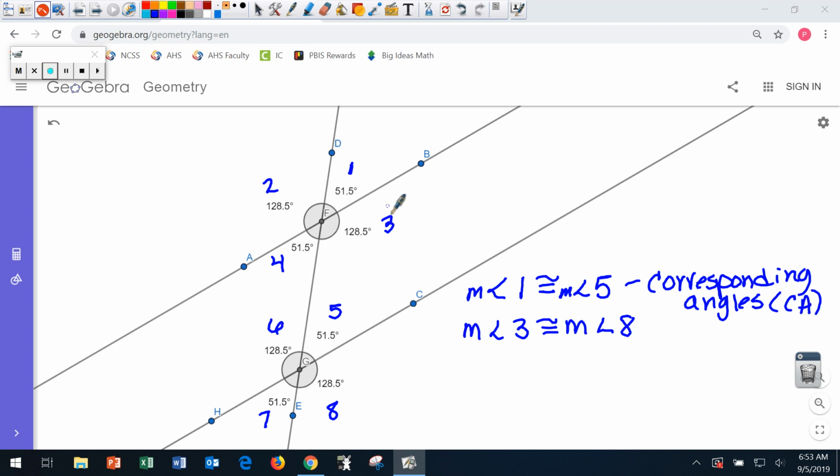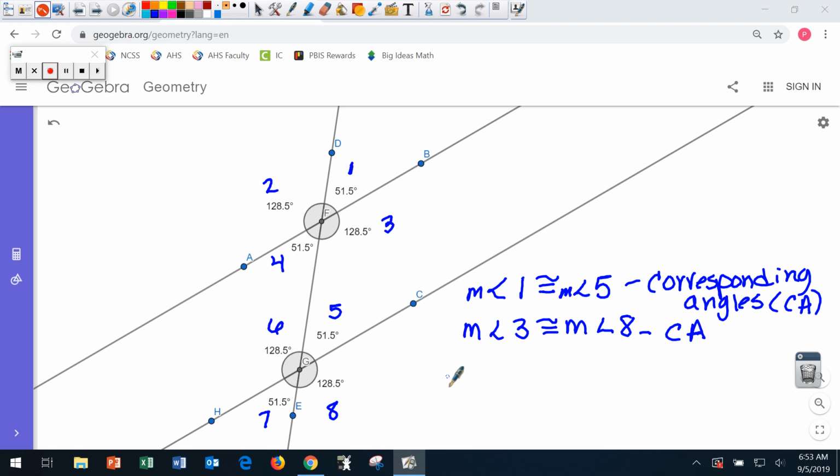We have the same relationship for angle 3 and angle 8. If you look at angle 3 down here, it is at the bottom of the top line. And if you look at the bottom line, angle 8 is also at the bottom of the top line. So it is also called a corresponding angle. And I'm just going to write CA for short.